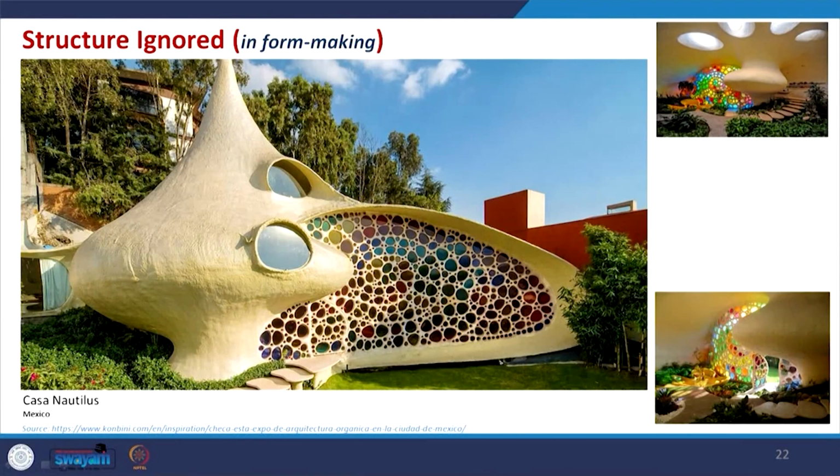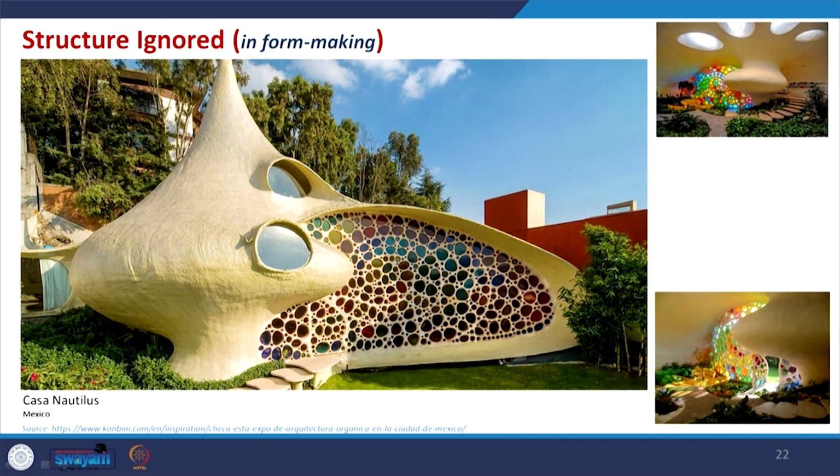And this is the last example under this category. This is again a form of a nautilus. So, this is a resort in Mexico where you can see this form. So, looking at this, we cannot really say what exactly the structure is.